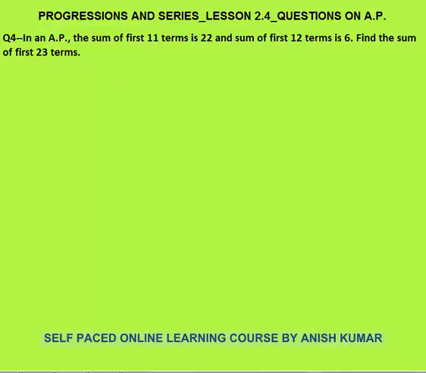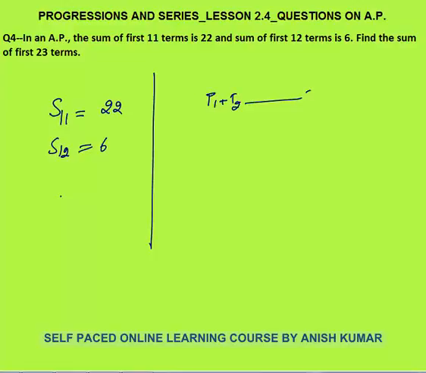Question 4. In an AP the sum of the first 11 terms is 22. This question again you can solve with the help of concept or logic. By concept, the sum of the first 11 terms is 22, the sum of the first 12 terms is 6. Apply the formula of sum of n terms and you will get your answer. But we need to solve the question in a faster manner in an aptitude exam. So the sum of 11 terms means t1 plus t2 up to t11. The sum is 22. The sum of the first 12 terms is t1 plus t2 up to t11 plus t12. You don't need to write this in the exam. I am just writing in order to explain you.